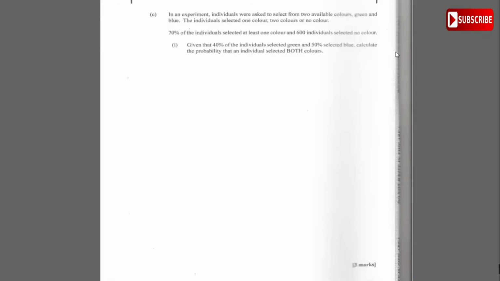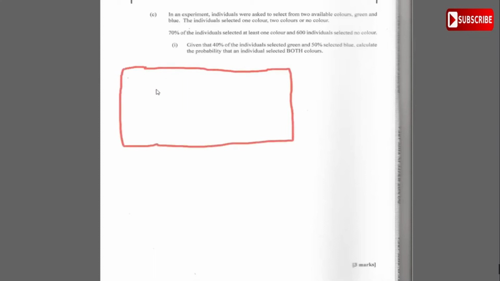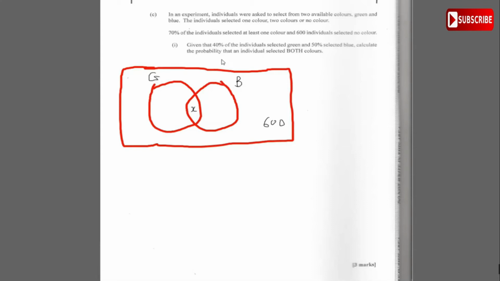All right. Now, if you are a person who likes to think diagrammatically, or you like to see what's happening like myself, you could draw a set and say either you select this color, or you select another color, or you select both colors. We can call the intersection X, for the number of people that selected both colors. It tells us that 600 selected no color. The 2 colors are green and blue, so we can call one set green and one set blue. And it tells us that 600 people is 30%.